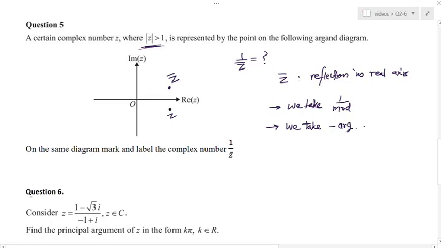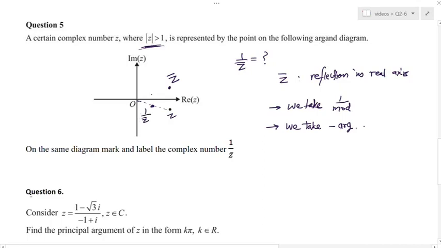So again, first let's take 1 upon mod. Because mod is more than 1, 1 upon mod will be less than 1, so it will be somewhere here. And then we take the negative of the arg, so the negative arg will still be here on the same line, but your 1 upon z bar would be here. That's my 1 upon z bar. Now you can see why this restriction mod z is greater than 1 is taken here.